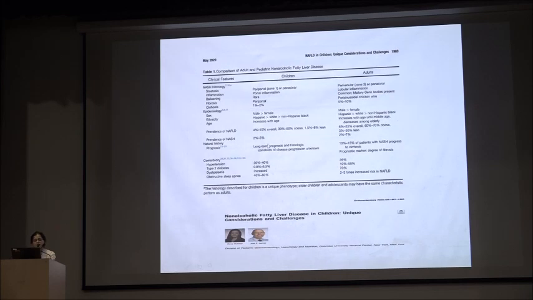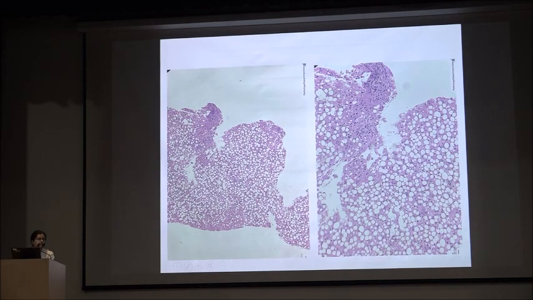Similar findings were observed by this Columbia University group, published in 2020. They observed similar findings in children, with more of a zone 1 dominant pathology rather than a zone 3 dominant pathology in cases of pediatric NASH. In a case of pediatric NASH, we can see the extent of macrovesicular steatosis occupying the entire length of the biopsy that we see in this field.